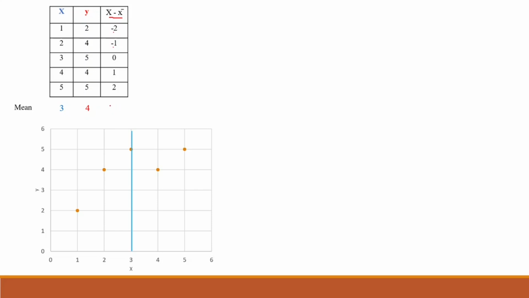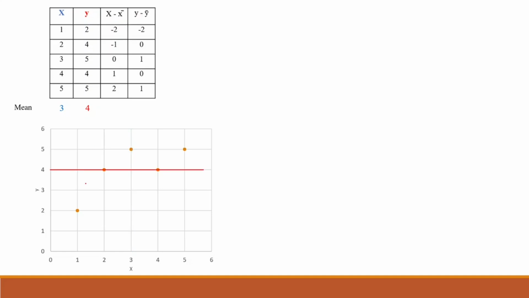Okay. Similarly, in the same way I have to observe how the actual values are deviating from the mean value of the y-axis, or the mean value of the dependent variable. Okay, so this is the formula again: y minus y bar. Y bar is nothing but the mean value of this y, which is equal to 4. So these are the values: minus 2, 0, 1, 0, 1. So again, if you observe, if I add up, I'll get a 0.